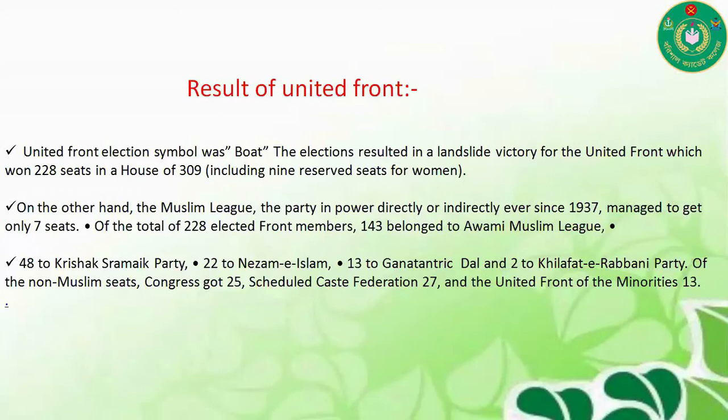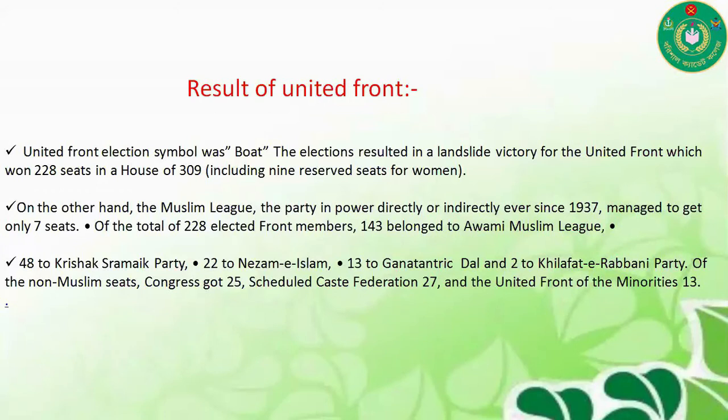The Muslim League, the party in power directly or indirectly ever since 1937, managed to get only 7 seats. Of the 228 elected Front members, 143 belonged to the Awami Muslim League, 48 to the Krishak Sramik Party, and 22 to Nizam-e-Islam. That means Nizam-e-Islam got 22 seats.